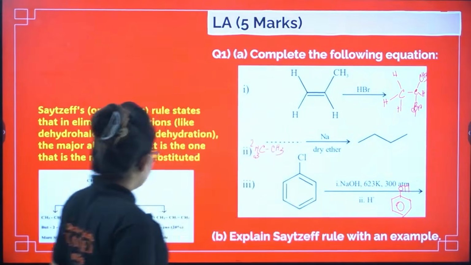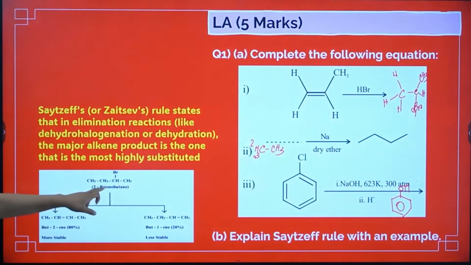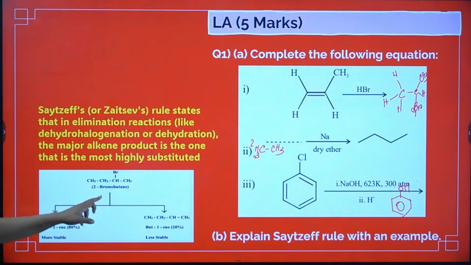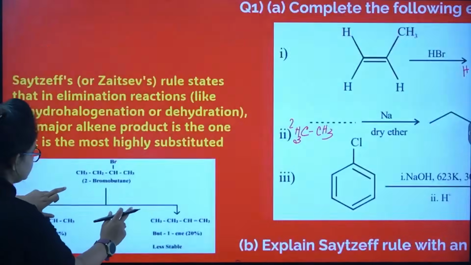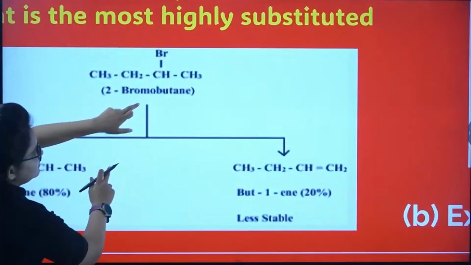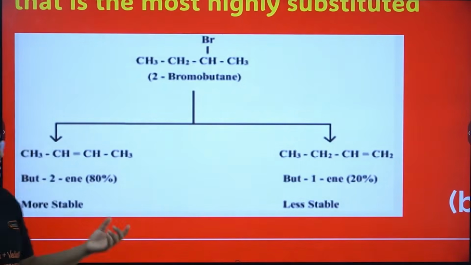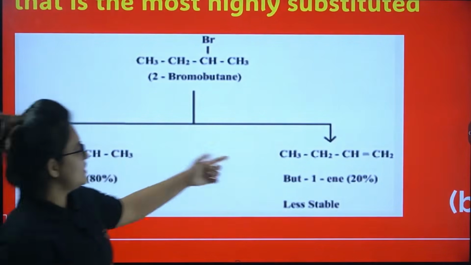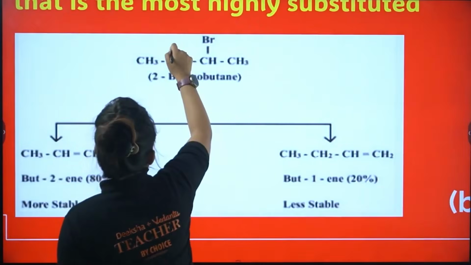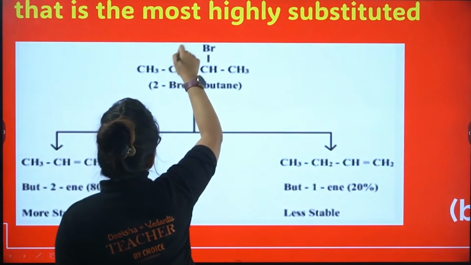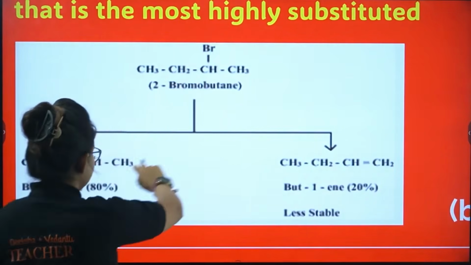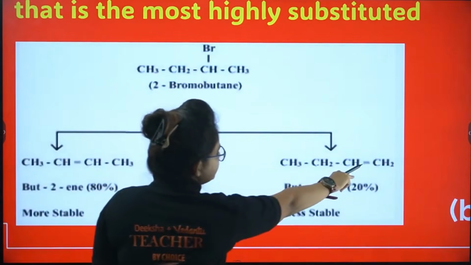Okay, so one example you can see, this is 2-bromobutane, right? If you are having 2-bromobutane, then after the elimination you can get 2 types of product. One is this, one is this. Here I am having hydrogen, right? Here I am having hydrogen, this will jump here, bromine will be released. So here double bond, and another one is here double bond.